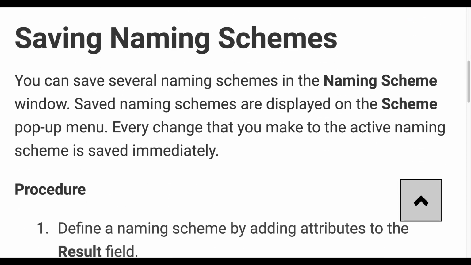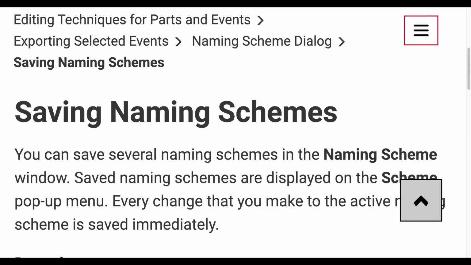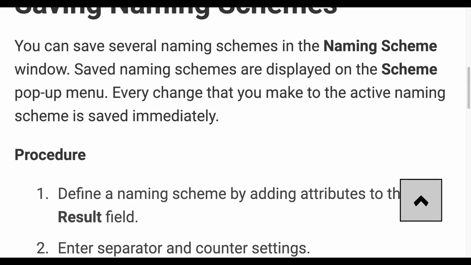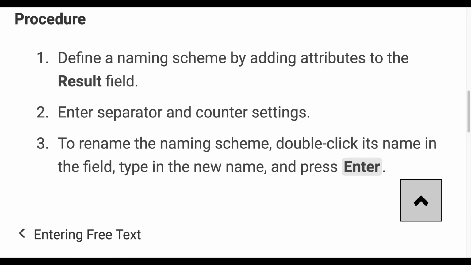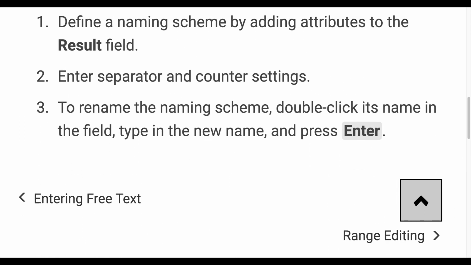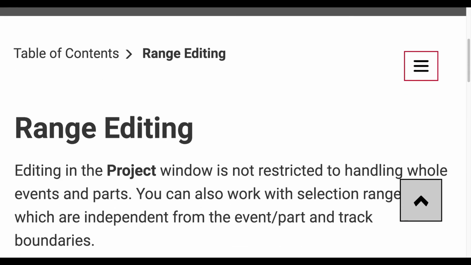Saving naming schemes. You can save several naming schemes in the Naming Scheme window. Saved naming schemes are displayed on the Scheme pop-up menu. Every change that you make to the active naming scheme is saved immediately. Procedure: define a naming scheme by adding attributes to the result field. Enter separator and counter settings. To rename the naming scheme, double-click its name in the field, type in the new name and press Enter. Entering free text.